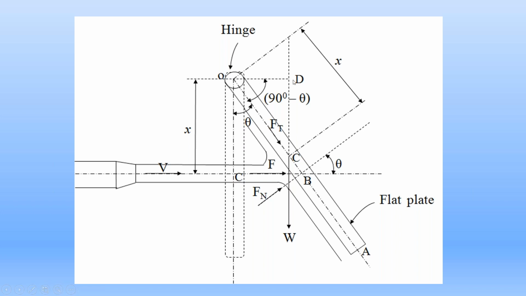To find out that length OD in the diagram, take the right angle triangle OCD. Take the right angle triangle OCD in the diagram. Coming to this diagram carefully, before deflection from point O to point C, take the length as X. X is the length from point O to the point C. C is the midpoint of the metal plate. O is the hinge point. Let the distance OC is equal to X.